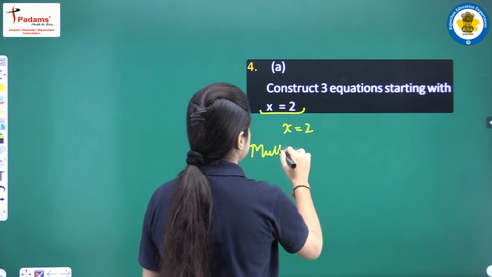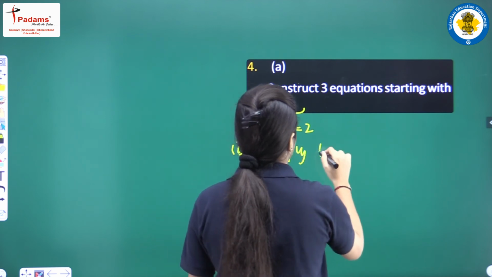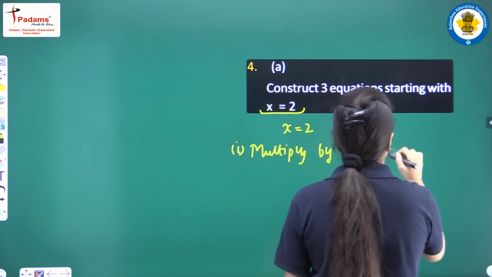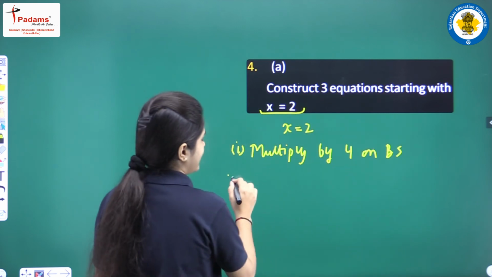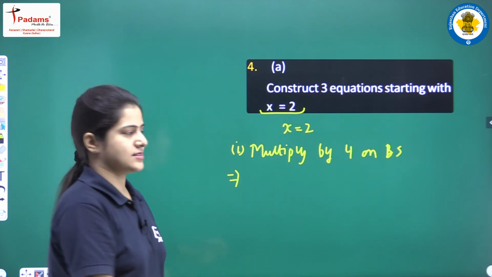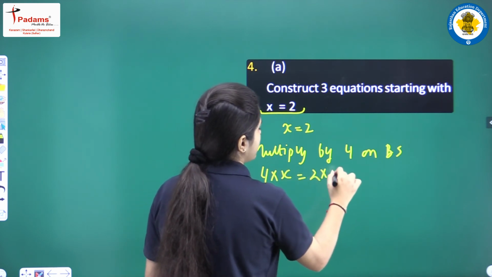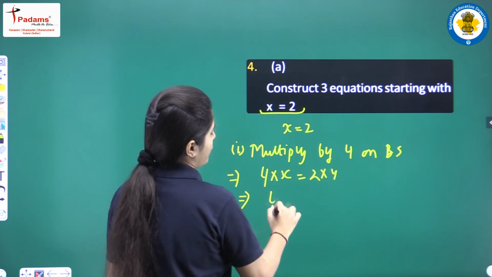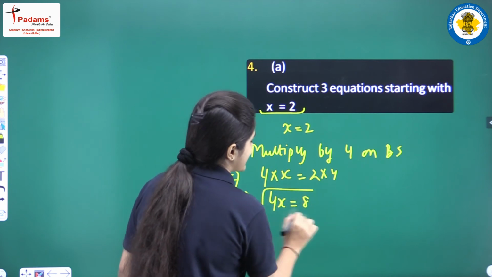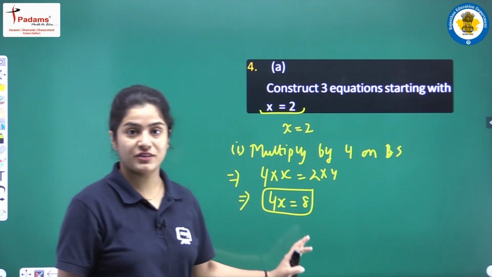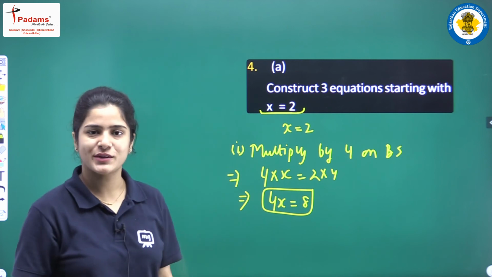Multiply by 4 on both sides, okay. I'll multiply by 4 on both the sides. So this will become 4 into x is equal to 2 into 4, right. So this will become 4x is equal to 8. This is your first equation that we have constructed starting from this thing, okay students.